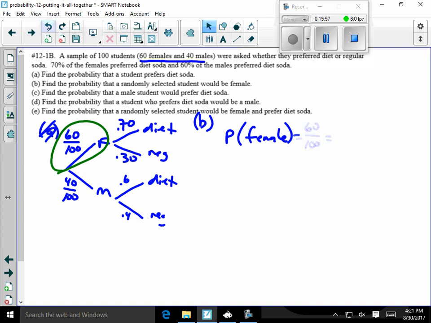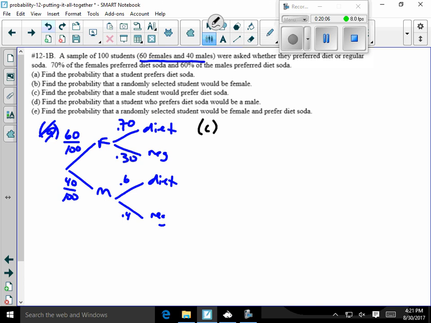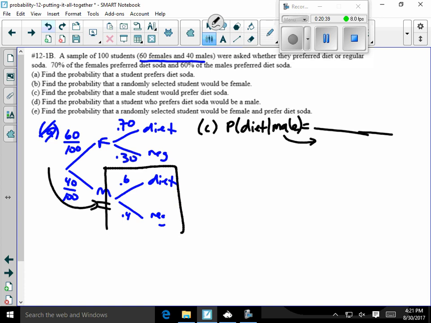Okay, so that's that. Let me back up here and we'll take a look at C. For C, it's asking us to find the probability that a person prefers diet soda given that they're male. So I'm going to use the idea that the bottom of the fraction should be a count or a probability that relates to being male. So how is it that I could be male? Well, if I just start right here and move right to that point, then I'm saying there's a 100% chance that that can happen. I'm just going to restrict myself to this part of the tree.